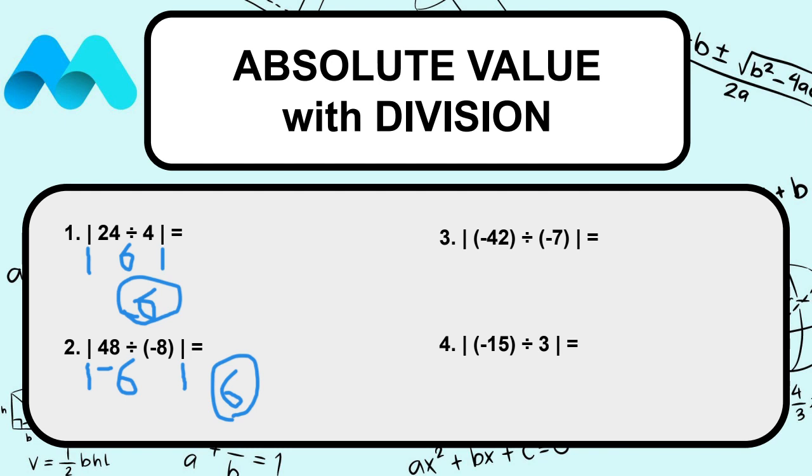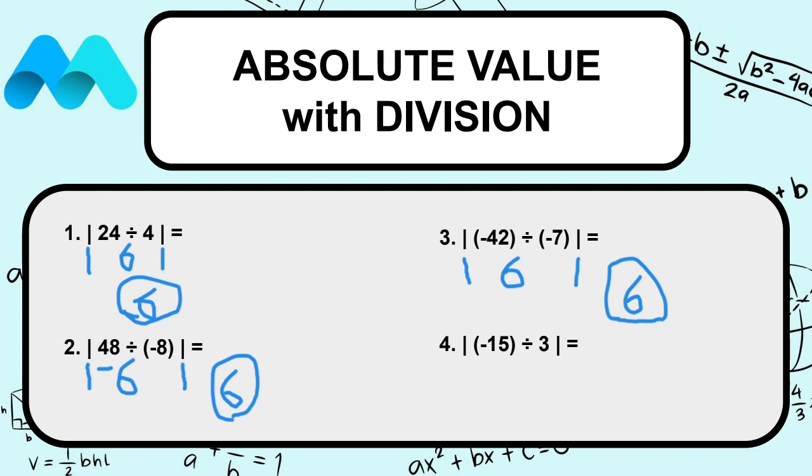Awesome. Number 3, what I'm going to urge you to do for numbers 3 and 4 is pause the video, do the work, unpause it, and then follow along. Great. I'm so happy that you did that. So we have first step, right? Bringing down our absolute value bars. Negative divided by a negative, our answer is going to be positive. Negative 42 divided by negative 7 is 6. And the absolute value of 6, one more time, is 6.